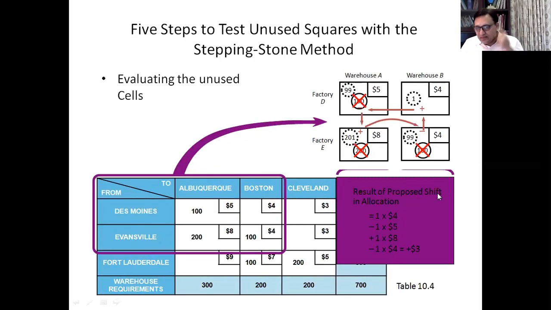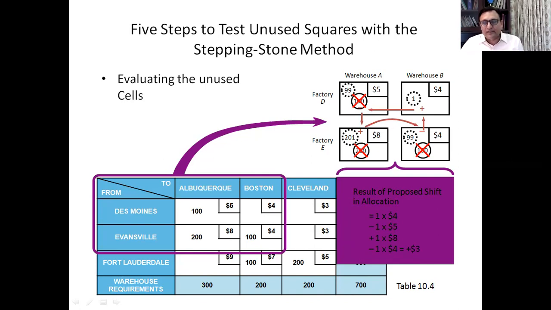So now let's see. This is the situation which will become, and we can find out the result of the proposed shift in allocation. If 1 unit is added here, it means $4 cost will be added. If 1 unit is deducted from here, then $5 cost will be deducted. If 1 unit is again added here in EA warehouse, it means again $8 cost will be added. If 1 unit is again deducted from this cell, then $4 cost will be reduced. So ultimately plus $3 cost will be there.